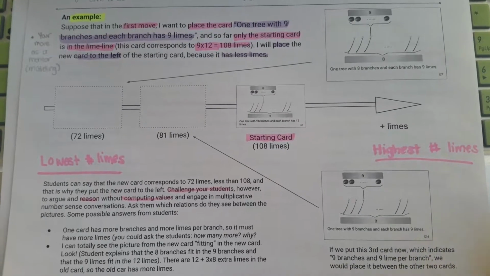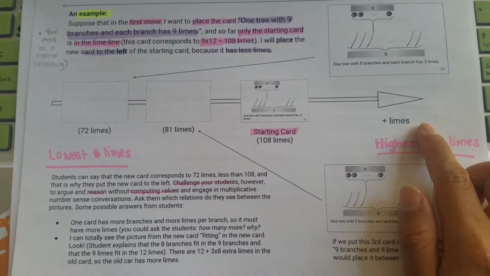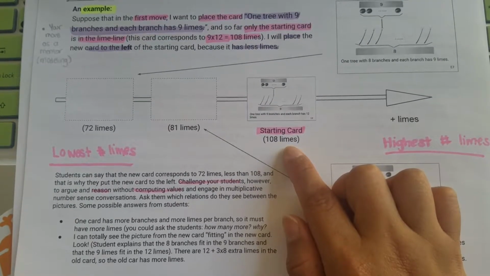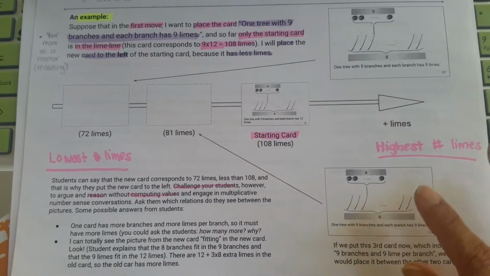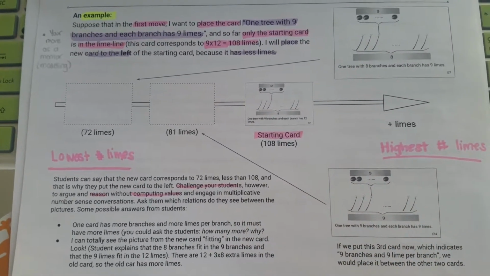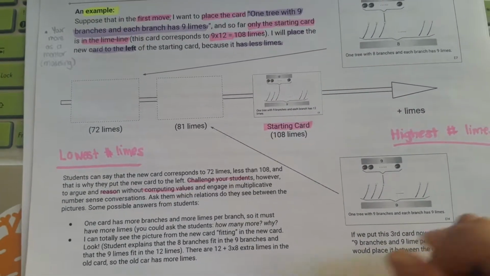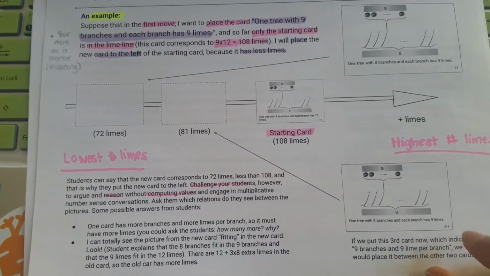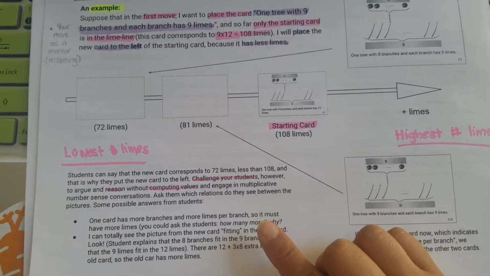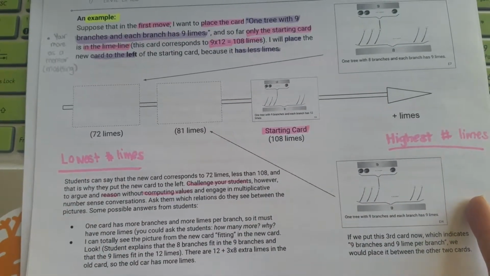So an example of what I was saying is that you will begin with an arrow and it would say plus limes on the tip of the card, and you will begin with a starting card, and the starting card would have a number of limes. Now you would have 3 cards aside from the starting card. So in total you should have about 4 cards in your lime line arrow. And if one of your cards states that there is 81 limes, then you will put it to the left of the starting card. So left is lowest number of limes and right is highest number of limes.